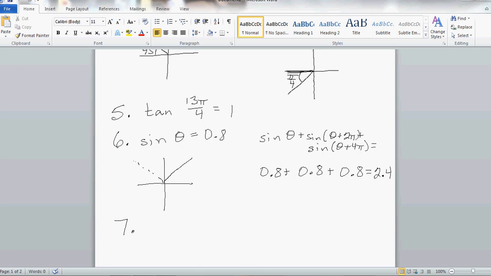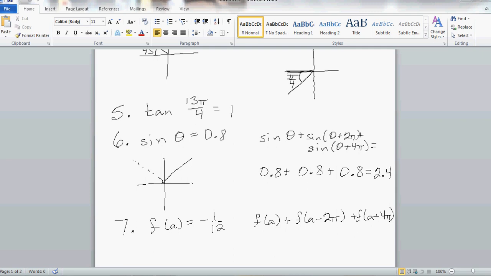Number 7, f of theta is the cosine of theta, and we know that f of a is negative 1/12. We want to find the value of f of a plus f of a minus 2 pi plus f of a plus 4 pi.